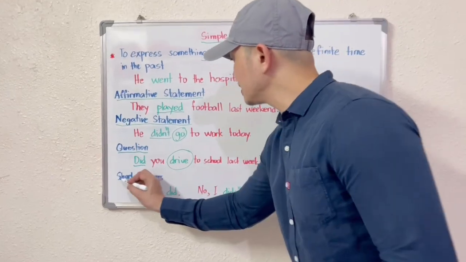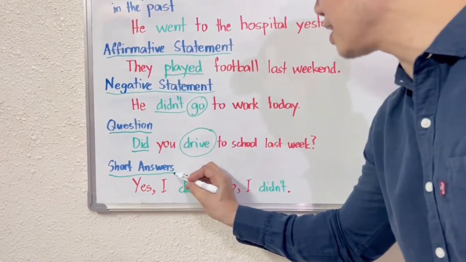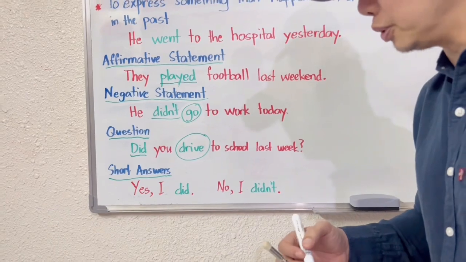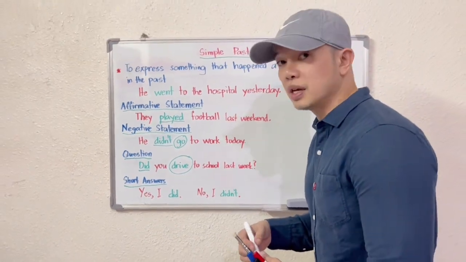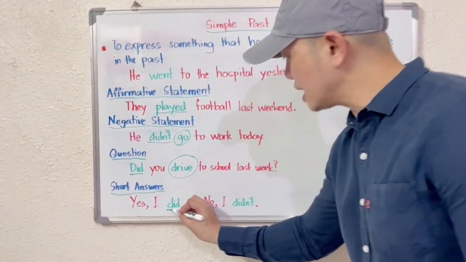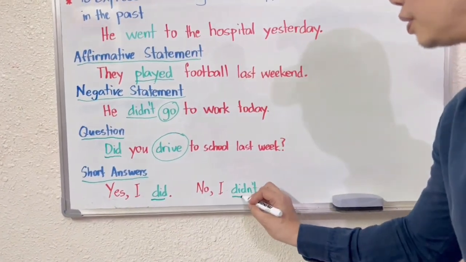Now with short answers, also it doesn't matter whether your subject is singular or plural. You are going to use the auxiliary did for a yes answer and didn't for a no answer.